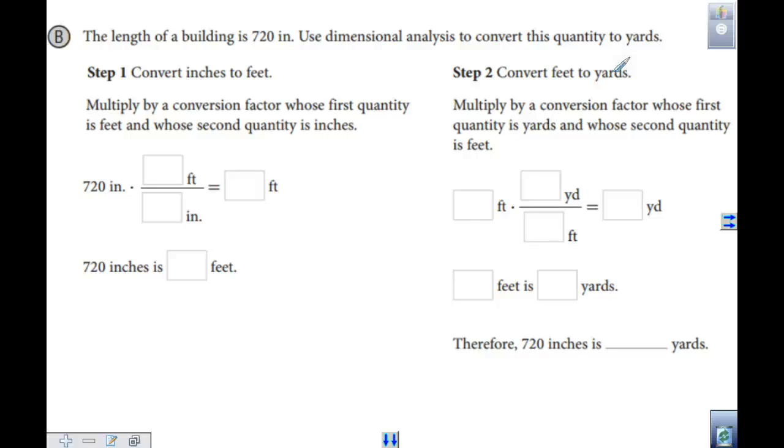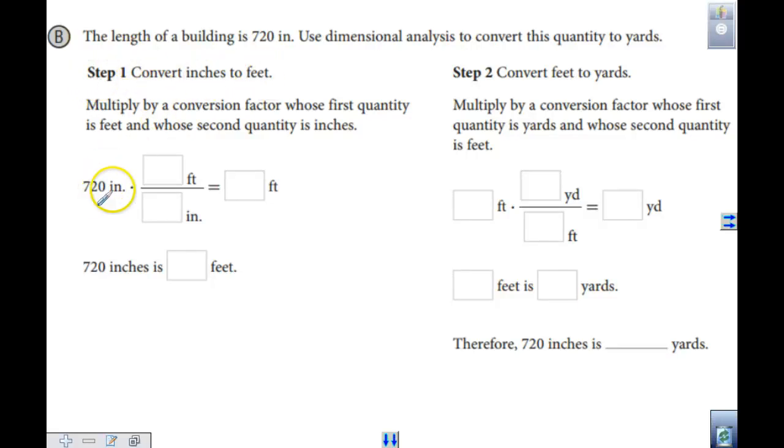But do you know a unit measured between, not as short as an inch, not as long as a yard? Something in between an inch and a yard. Foot. Now, do you know how many inches are in a foot? And do you know how many feet are in a yard? 3. So that's your clue on what you need to do. It tells you I need to first convert inches to feet, then feet to yards. And that's why we have 2 steps.